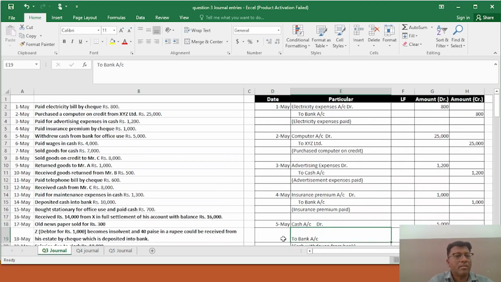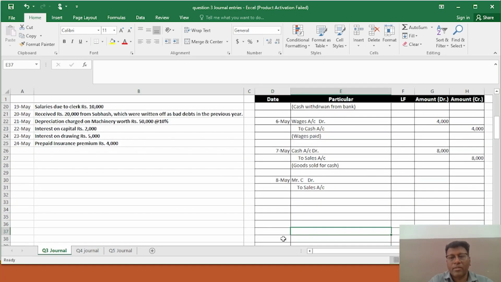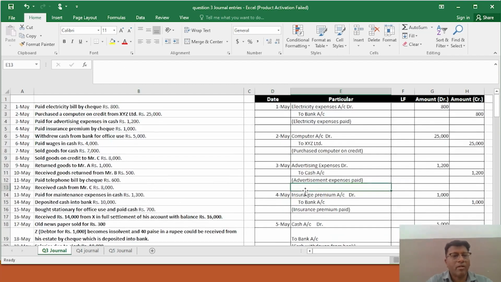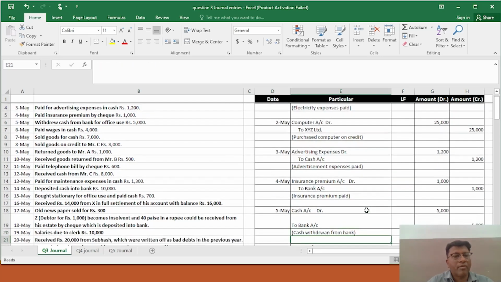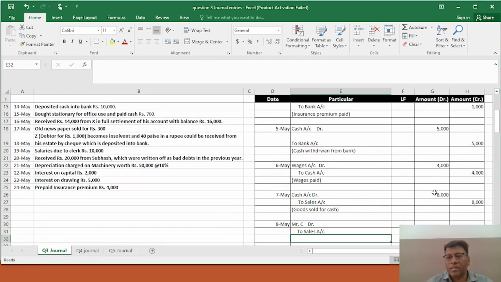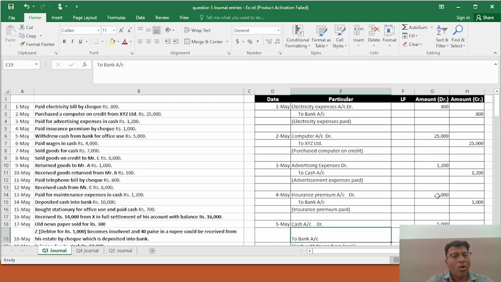And what about sold goods to Mr. C, rupees 8,000? So you have to mention the amount, and again we have to check what the amount is. In the first transaction, on 7th May, it was 7,000, so we have to correct that. And the next transaction has the amount rupees 8,000, so in this transaction you have to write 8,000. And what would be the narration? Goods sold on credit to Mr. C. So you have to mention this amount on 8th May.